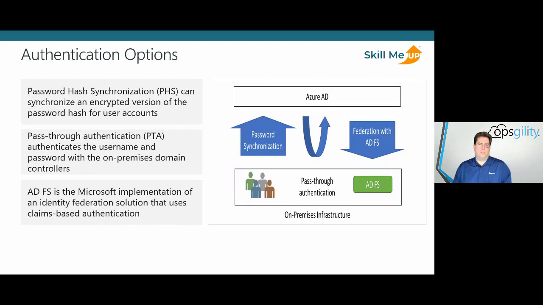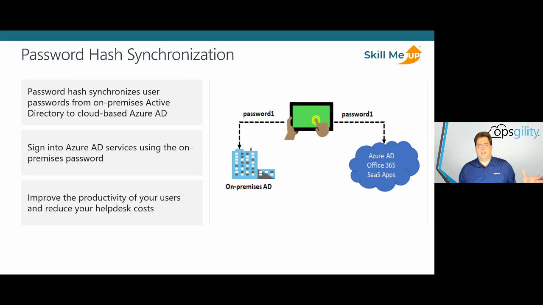There are three different ways that you can do that, and that's password hash synchronization, pass-through authentication, and Active Directory Federation Services. And I'll talk about each of these real quick here. Password hash is taking that password from the on-premises environment and synchronizing a hash password to Azure Active Directory. The benefit here is that it's probably the least administrative requirements in terms of setting it up.